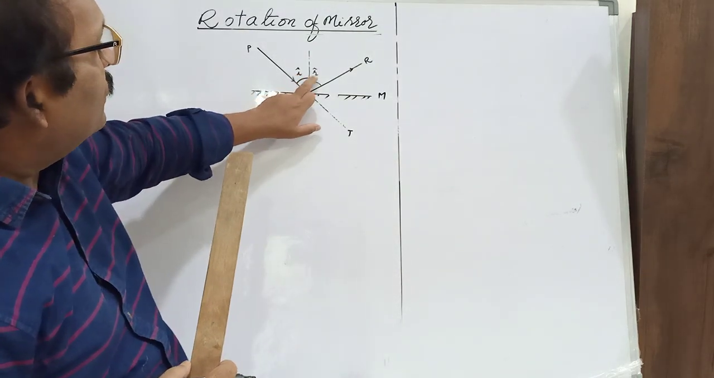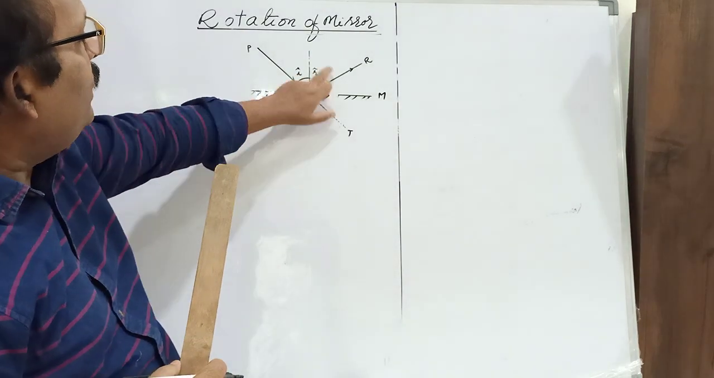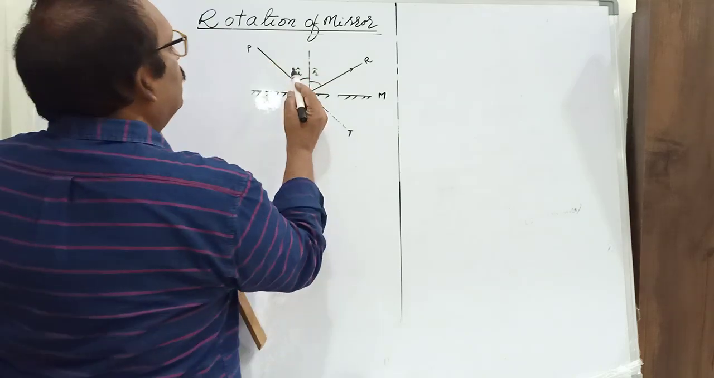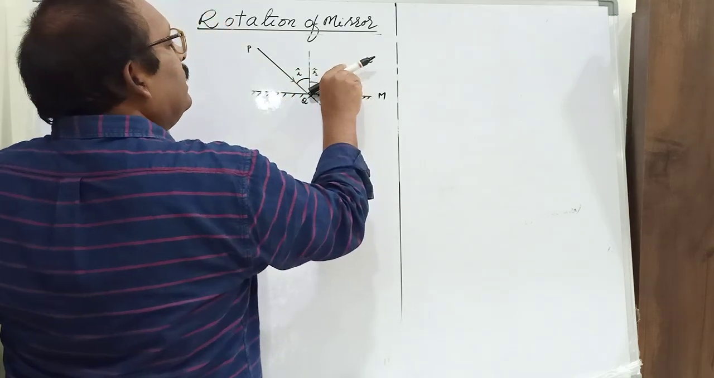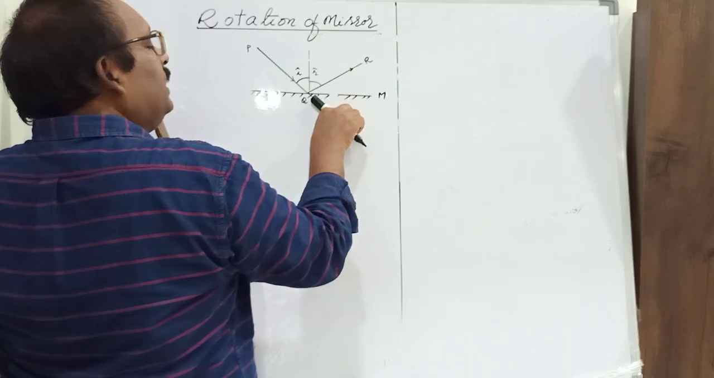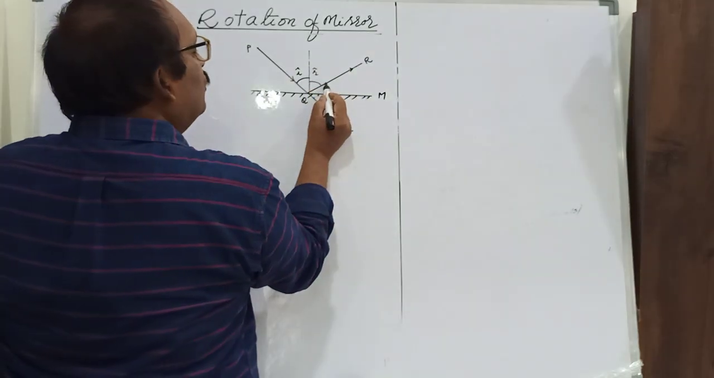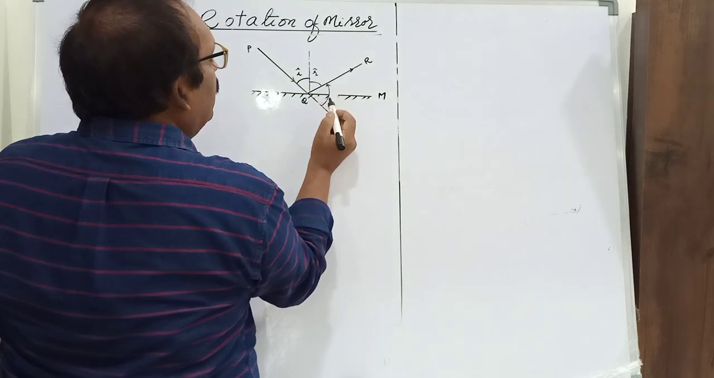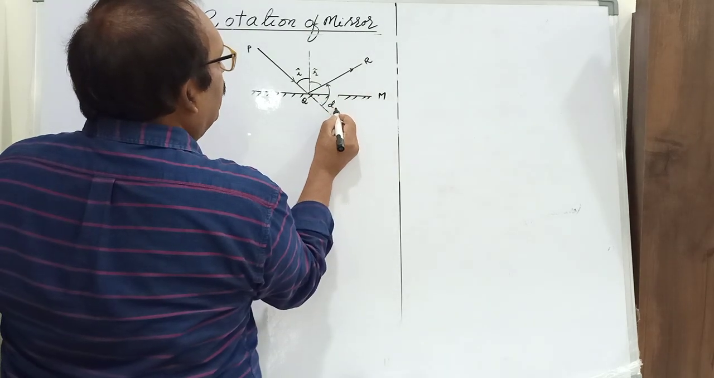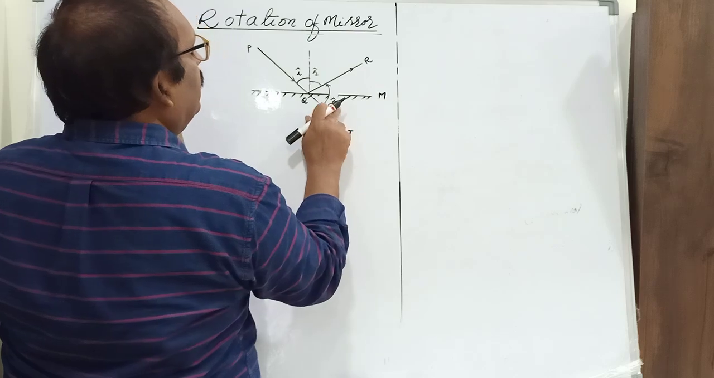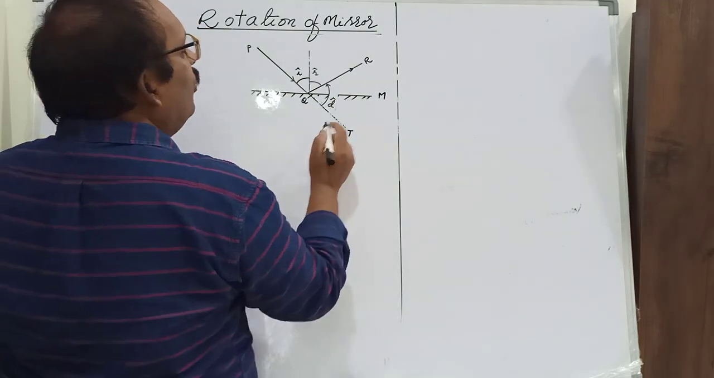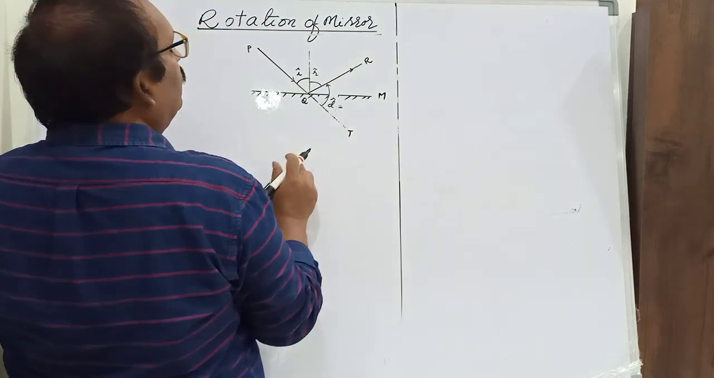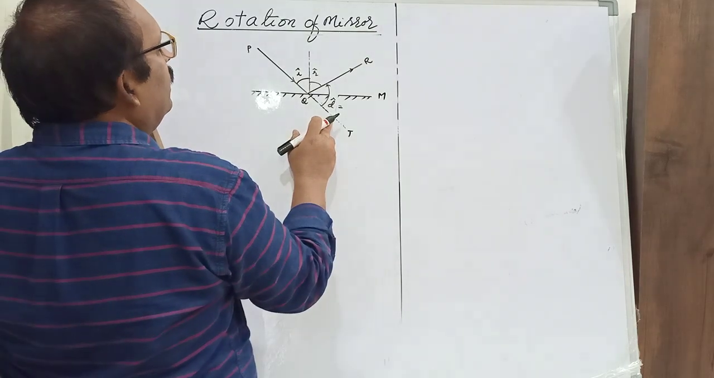Angle of incidence equals angle of reflection. Now let us calculate the deviation that is produced. That is, the reflected ray makes how much angle with the initial direction of the incident light ray? This could be the deviation. The deviation of the ray is called D. What is the deviation? Can anyone tell me please?